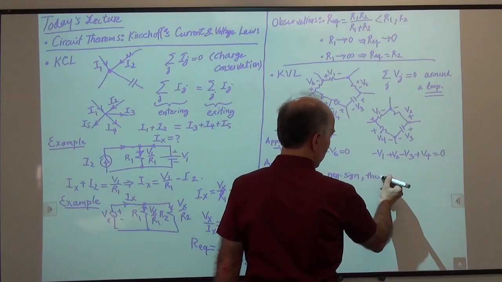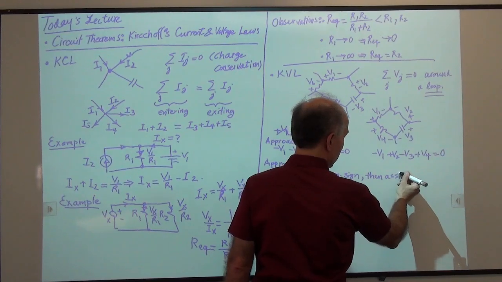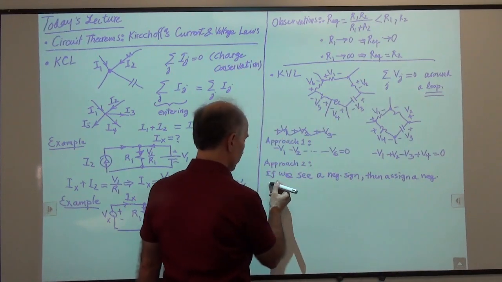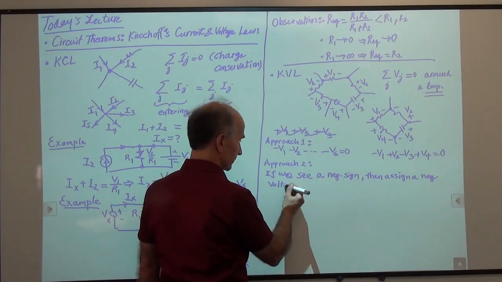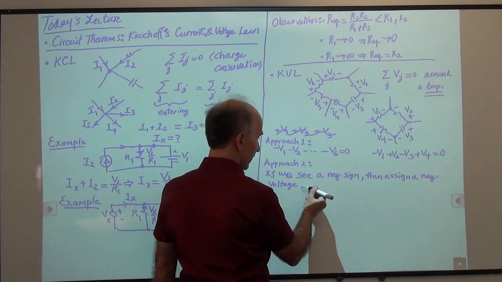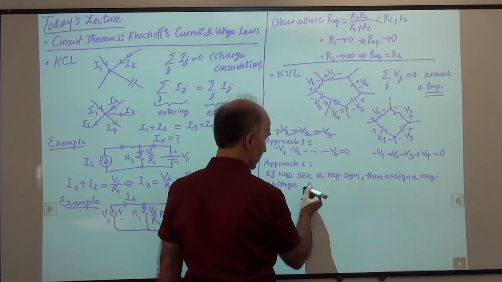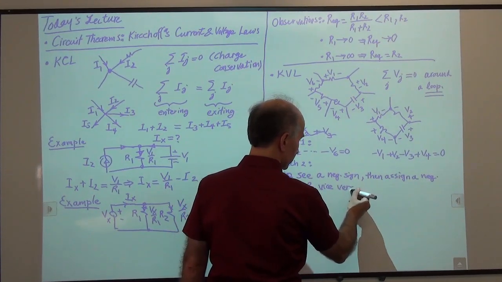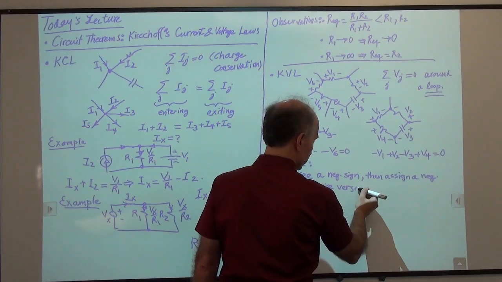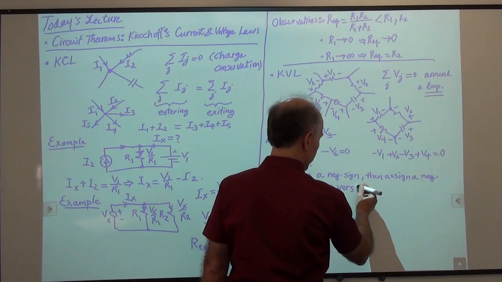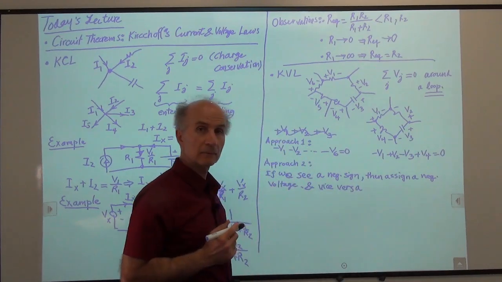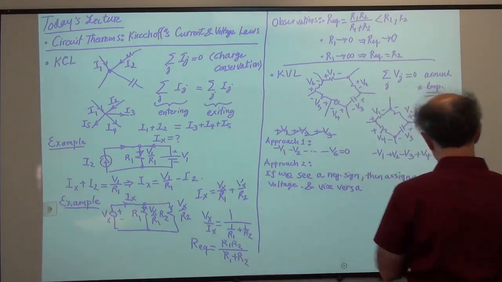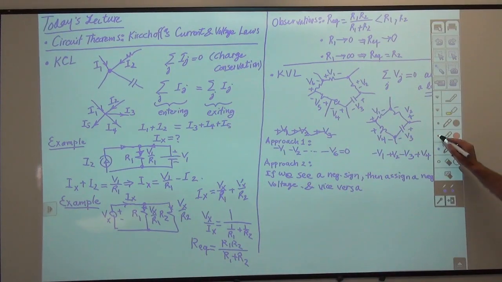And then assign a negative voltage. And vice versa. Okay. So let's try that for example, this circuit and this circuit and see how it goes. All right. So I'm going to change the color of my pen here to red.